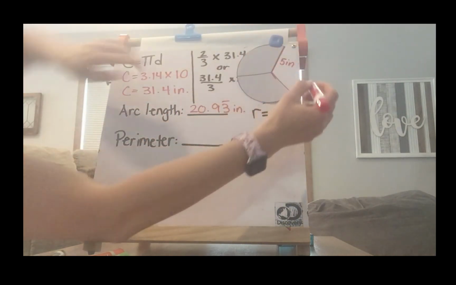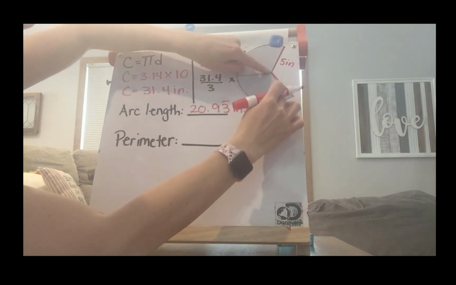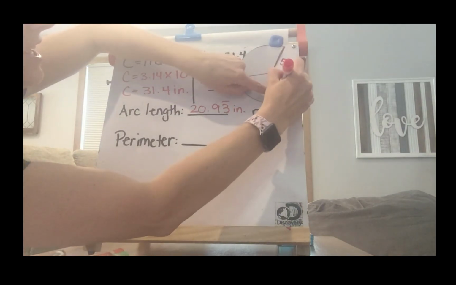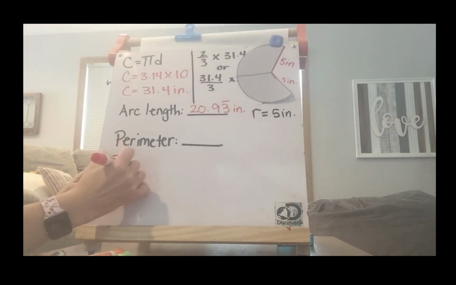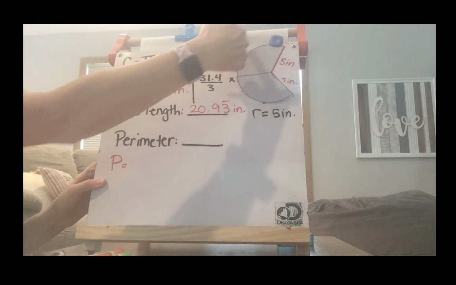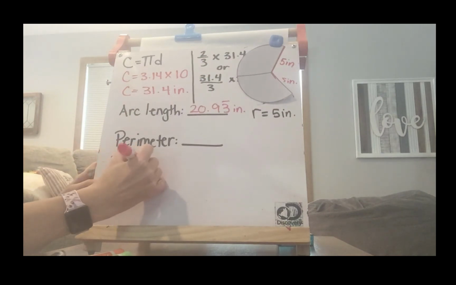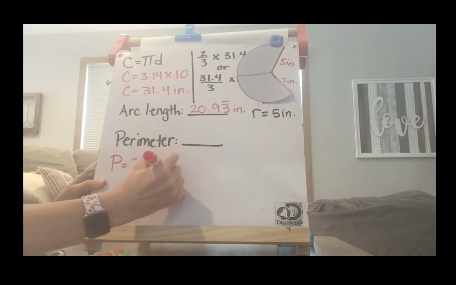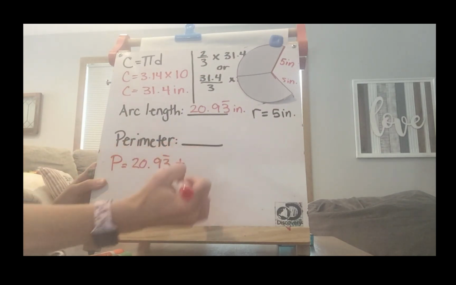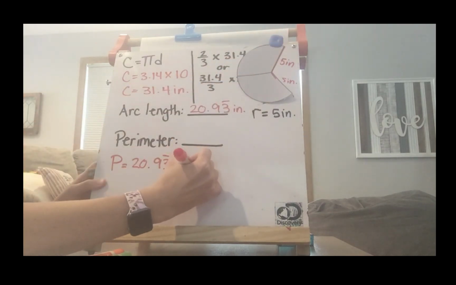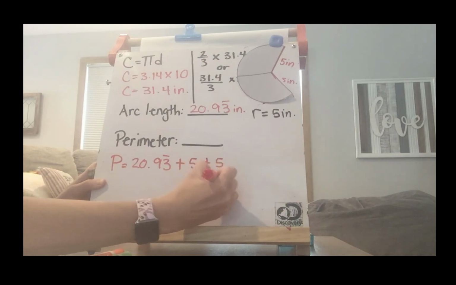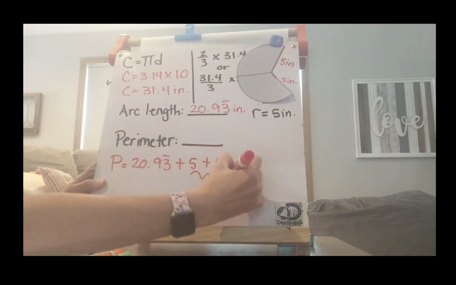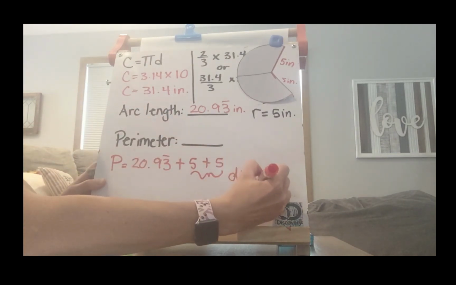And then this other one right here is also representing a radius. It's going from the center of the circle to an outside edge. It is 5 inches. So we would take to find perimeter, our arc length, which is 20.93 repeating, and we would add 5 plus 5. Now, when you have 2 radius, what does that make? Yeah, that's really a value of your diameter, right?